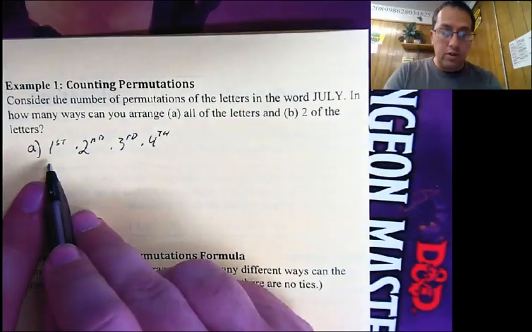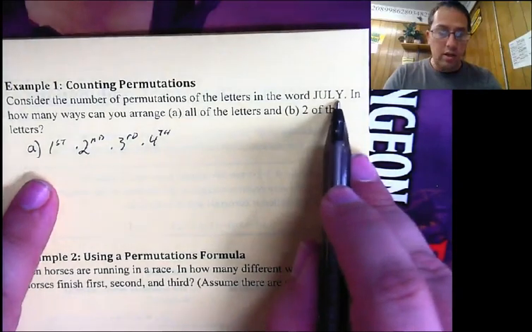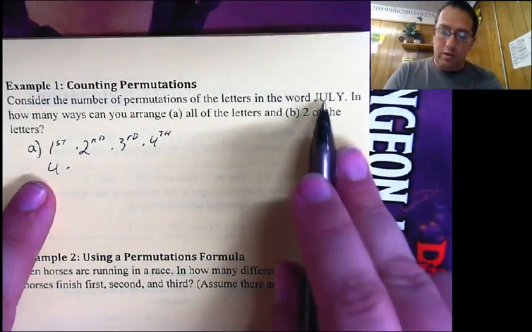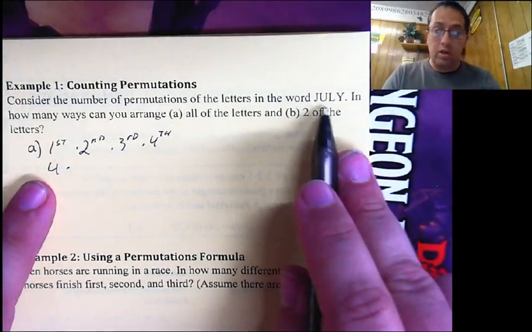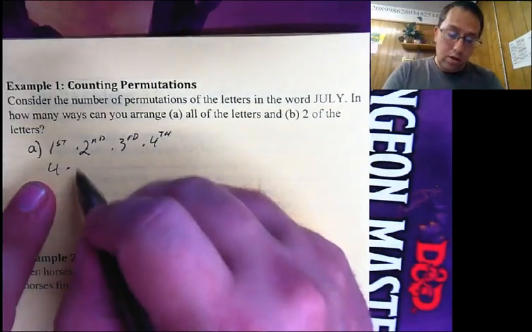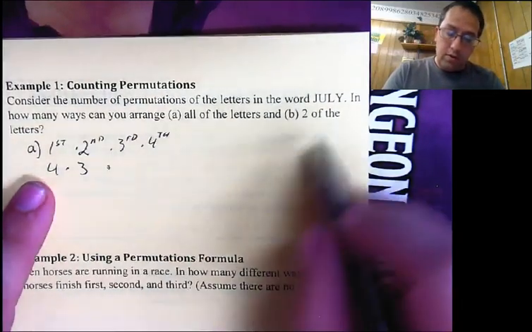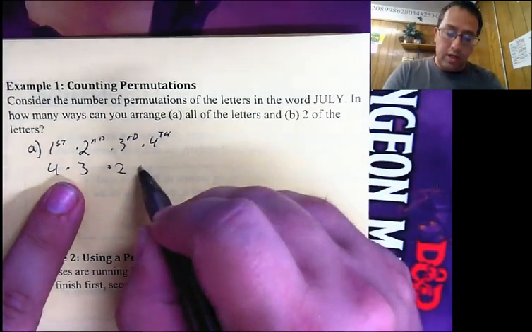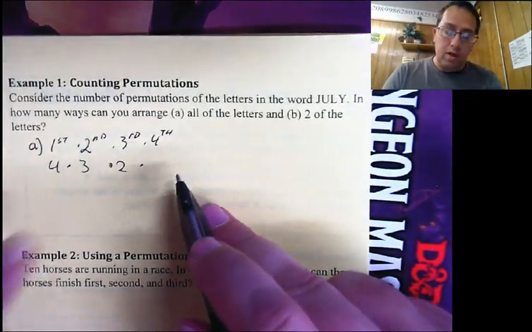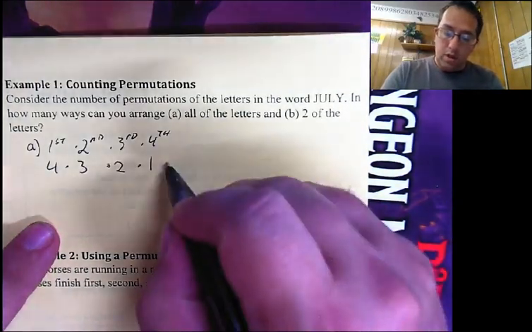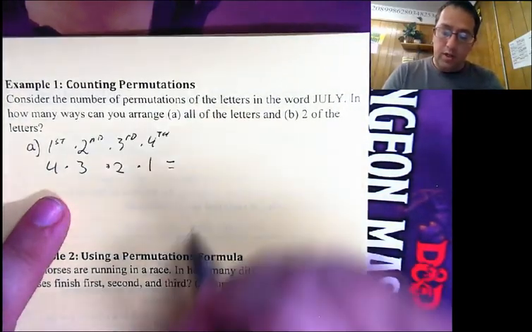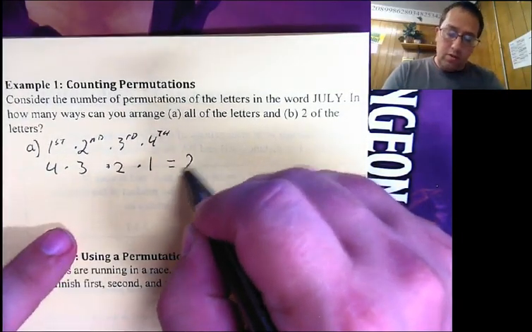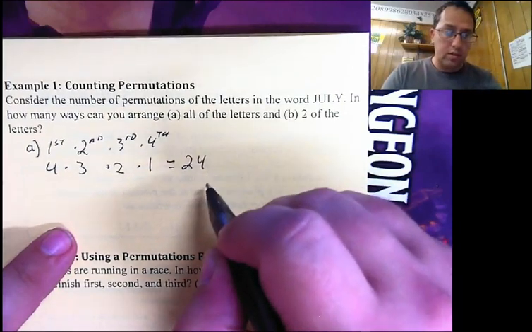For the first choice, we could pick any of the four letters, right? They're all good. For the second choice, we've already picked one, so we only have three letters left, so 3. For the third choice, we've picked two of them now, so we can only pick two more. And for the last letter, we picked 3 of them, there's only one letter left, so times 1. So we have 4 times 3 times 2 times 1, which is 12 times 2 times 1. So 24 permutations.